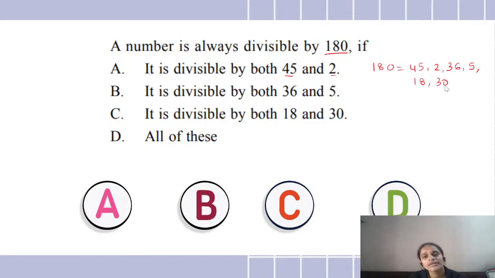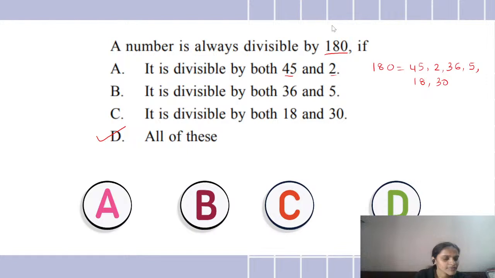ओके, अगर कोई भी नंबर 180 से डिवाइड होता है तो ऑब्वियसली 180 के सारे फैक्टर्स से वो डिवाइड होगा, right? If any particular number is divisible by 180, then it is definitely divisible by all the factors of 180. That is why the option D is the correct answer, because all these numbers are factors of 180. So any number divisible by 180 will be divisible by all the factors of 180.